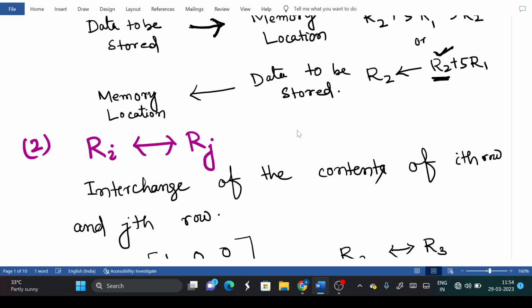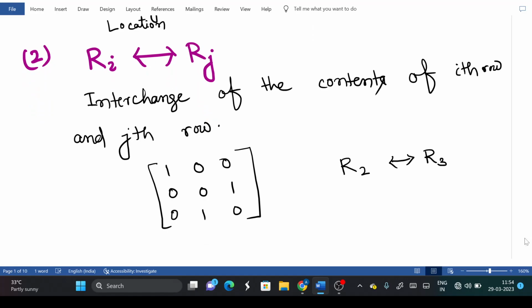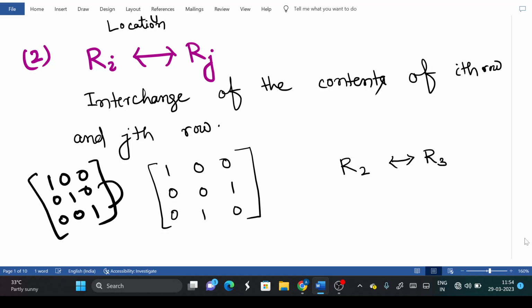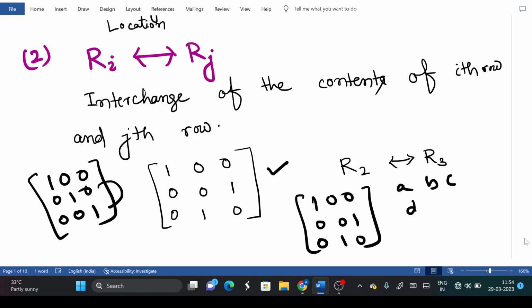Next is Ri interchange with Rj. Here what happens? Identity matrix. I have a second matrix. Suppose I do R2 interchange with R3. My identity matrix is 1 0 0, 0 1 0, 0 0 1. Here I will interchange these two rows to get this matrix. Now when this matrix is multiplied to any matrix A, B, C, D, E, F, G, H, I, what will I get?